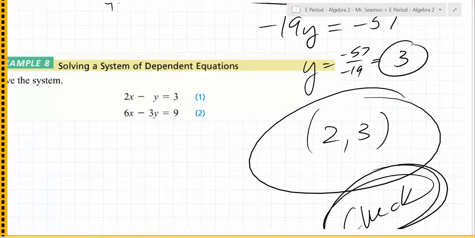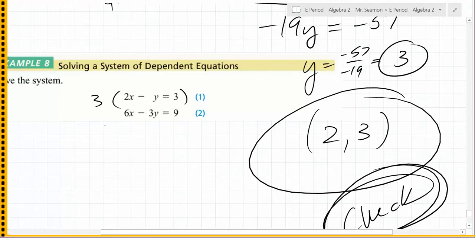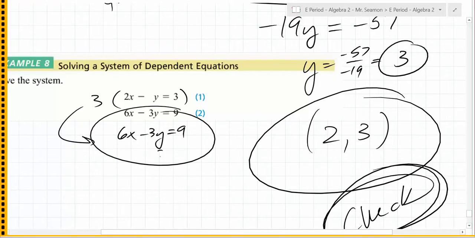Of these two, do you want to use substitution or elimination? What do you want to use? Let's use elimination. If we multiply this top one by 3, you get what? 6x minus 3y is equal to 9. Oh, they're the same. So if we subtract them, what do you end up with? If you subtract the same thing from itself, what do you get?